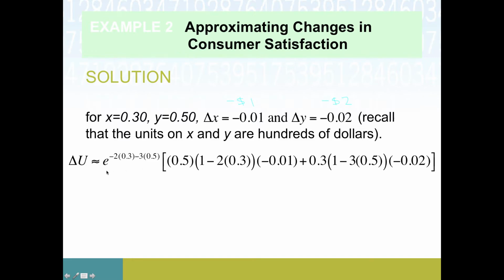in this value. It's approximately e to the, and then we're just replacing all of our x's with 0.3s, all of our y's with 0.5s. Finally, that delta x thing gets to do something, so we're replacing delta x with negative 0.01. So here's delta x right here. Here's delta y over here. And so we're replacing those with concrete values.